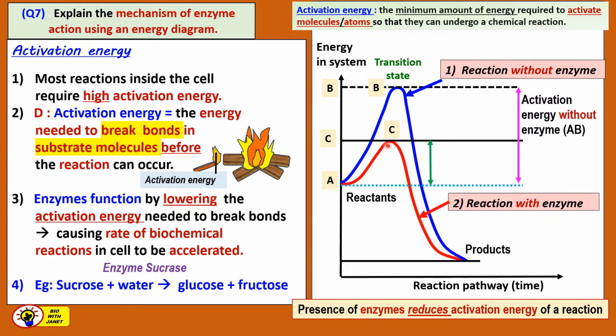We see that the activation energy is AC, or C minus A, okay. So you can see that the enzyme lowers the activation energy needed for the breaking of bonds in the substrate molecules so that they reach the transition state and then the products can be formed. All right. So basically, we have to know what is activation energy and what is the effect of enzymes on the activation energy.